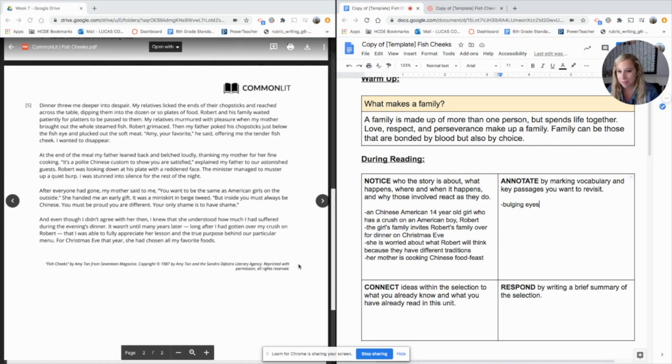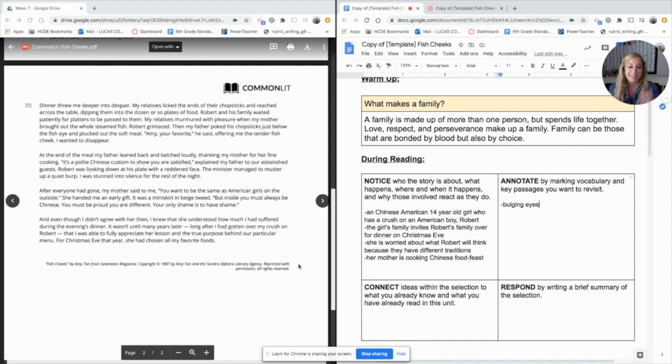After everyone had gone, my mother said to me, "You want to be the same as American girls on the outside." She handed me an early gift. It was a miniskirt in beige tweed. "But inside, you must always be Chinese. You must be proud you are different. Your only shame is to have shame." And even though I didn't agree with her then, I knew that she understood how much I had suffered during the evening's dinner. It wasn't until many years later, long after I'd gotten over my crush on Robert, that I was able to fully appreciate her lesson and true purpose behind our particular menu. For Christmas Eve that year, she had chosen all my favorite foods.